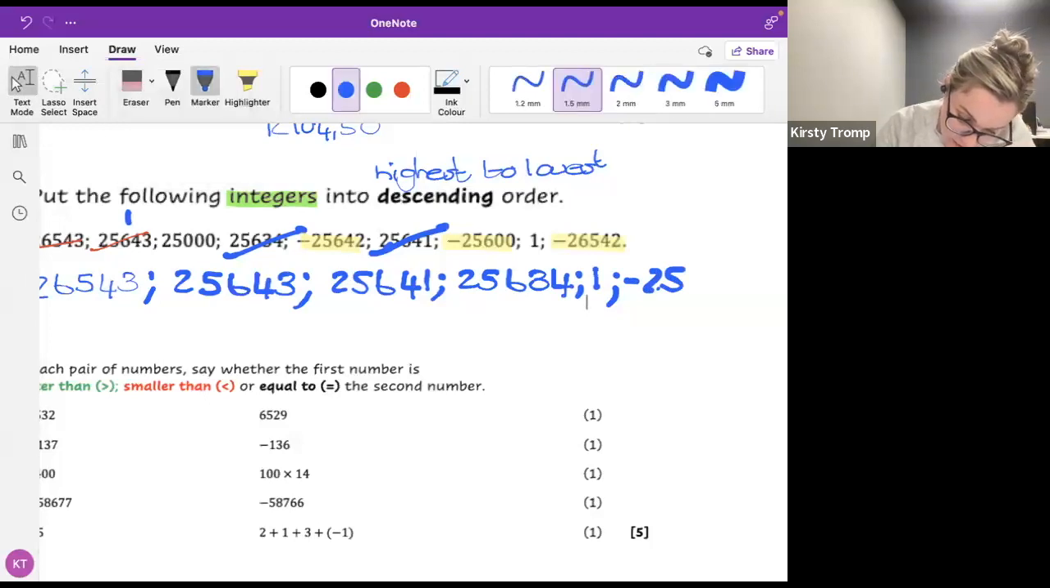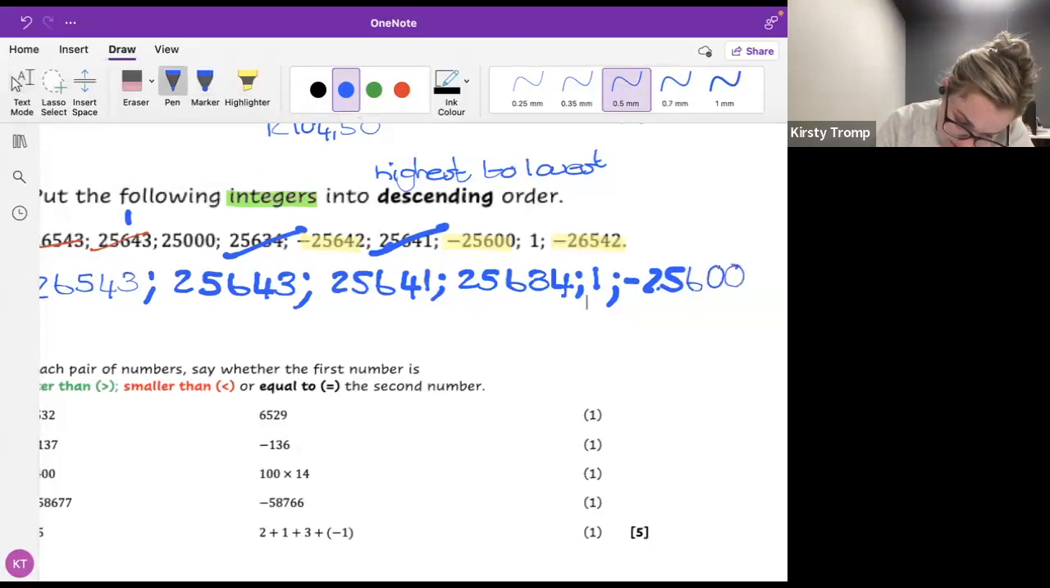Out of those numbers, the one closer to 0 would be negative 25,600. Just having a small problem with that pen again.